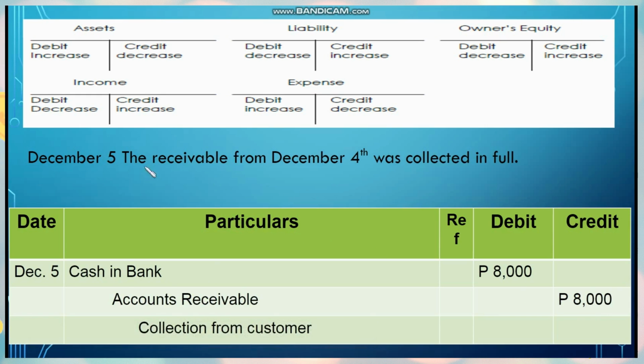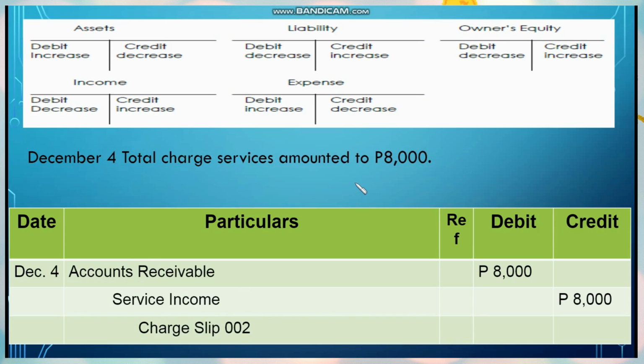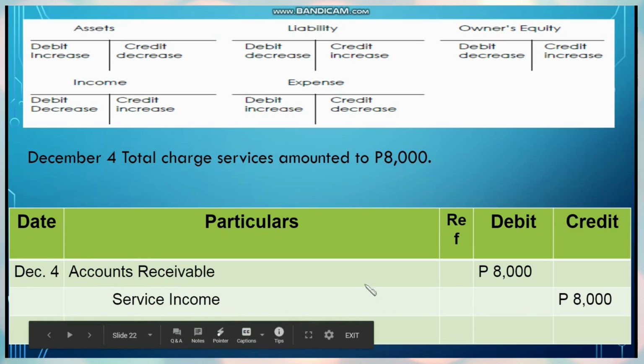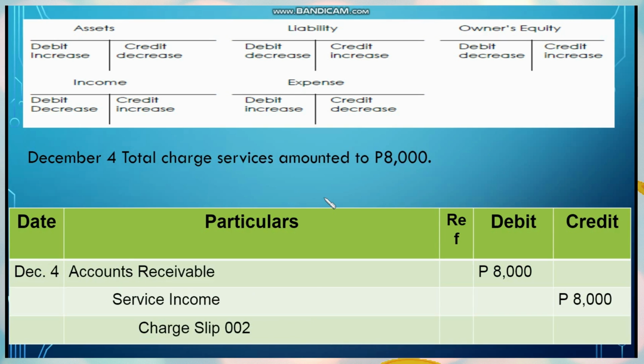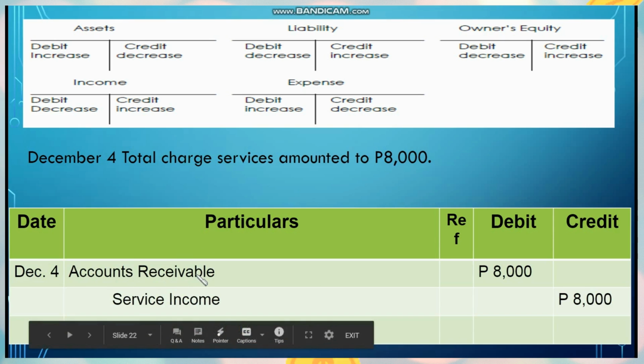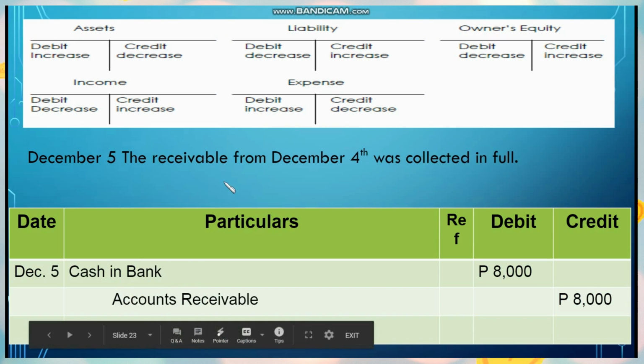Next, December 5th, the receivable from December 4th was collected in full. If you remember, we have here accounts receivable for 8,000 on December 4th. And on the next day, it was collected in full. So if we debited accounts receivable here, then when it is paid, we put it on the credit side. So on December 5th, we credit accounts receivable because it has been paid. It was collected in full.